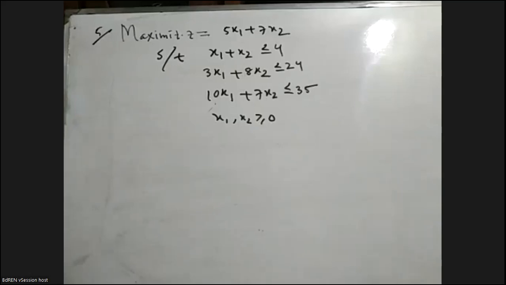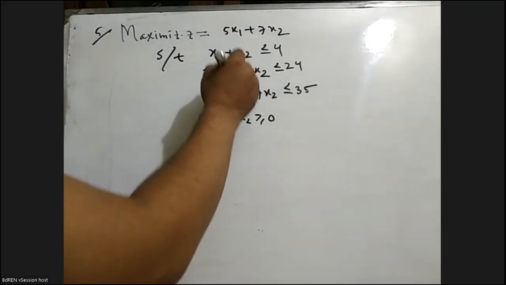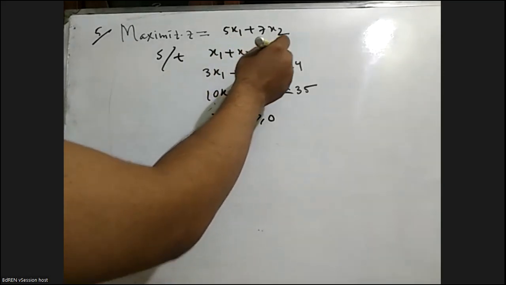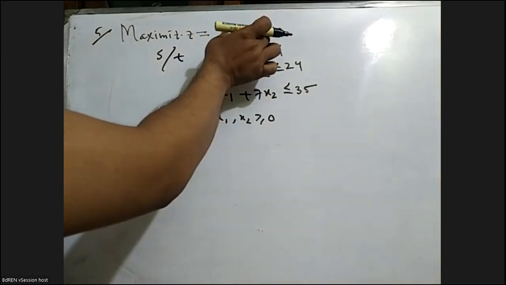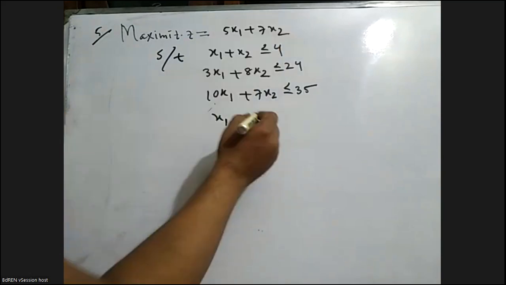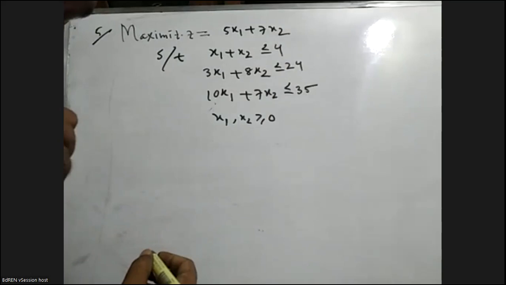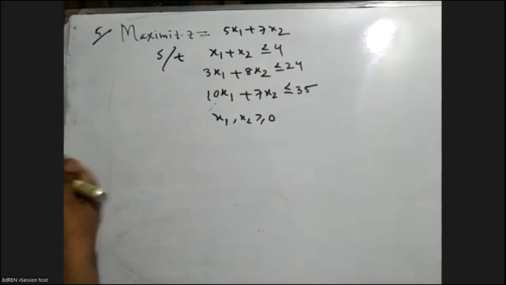Now the last problem, the final problem of this class. There are three constraints: x1 plus x2 less than or equal to 4, and these constraints and the objective function of 5x1 plus 7x2, and the non-negative restrictions are x1 and x2 greater than or equal to 0. Now, step 1.